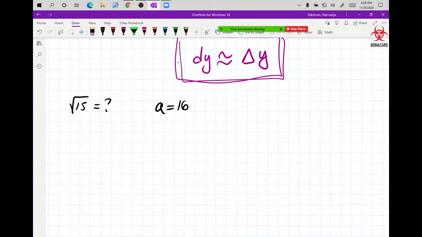So if I want to compute root 15 using the differential method, then I just say, oh, let me pick the easy value, and then I'm going to compute dx. And dx is always given by new minus old.